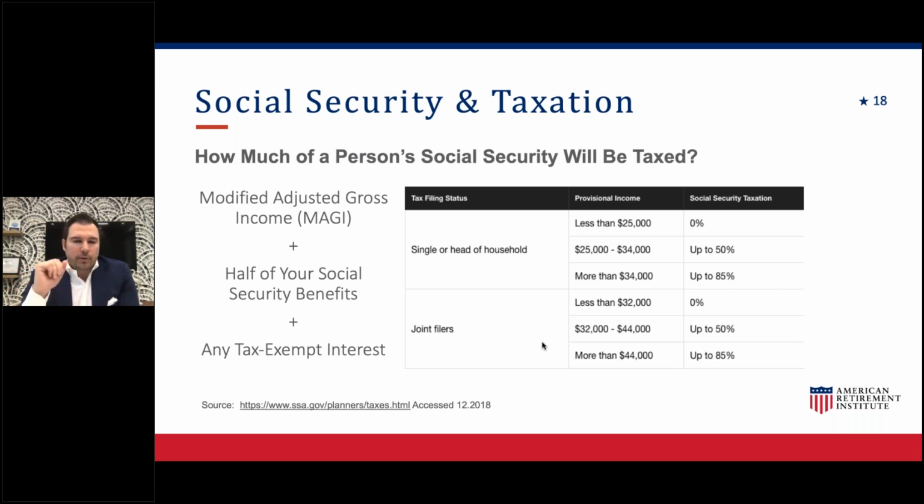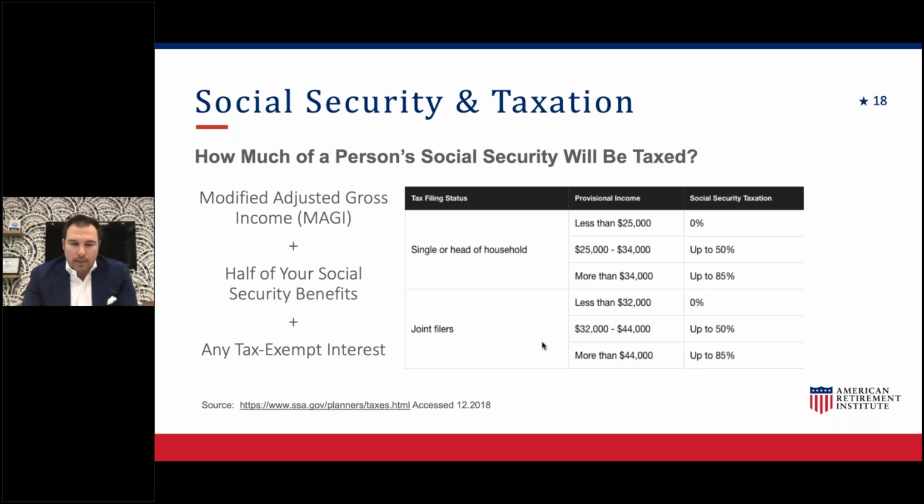Here are the income thresholds I just referenced. If you're in retirement and you're single and your total income is $25,000 or less, then your Social Security income is 100% tax-free. If your income is in between $25,000 and $34,000 and you're single, then you can see right there on the screen, 50% of your Social Security income will be taxed. And if you're single and have $34,000 or more in income, then 85% of your Social Security income will be taxed at your ordinary income tax bracket, which again might be 12, 22, 24%.